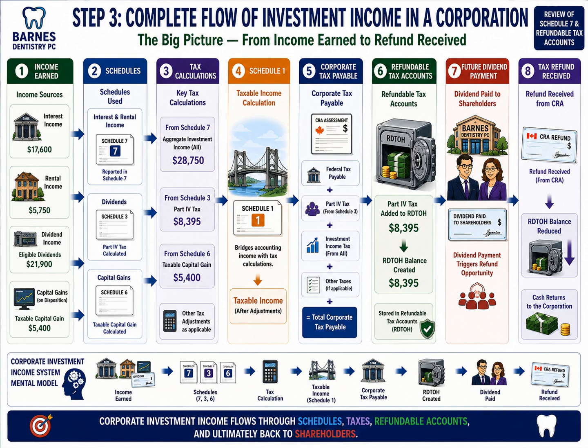The key takeaway from this slide is simple. Corporate investment income is not a collection of separate calculations. It is a connected system. Interest income, rental income, dividends, and capital gains each follow their own reporting paths, but they eventually converge into one integrated corporate tax framework. Understanding that framework is what transforms someone from a schedule preparer into a tax professional.